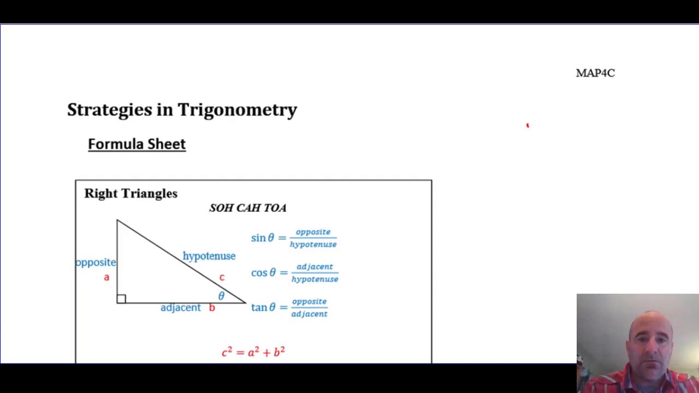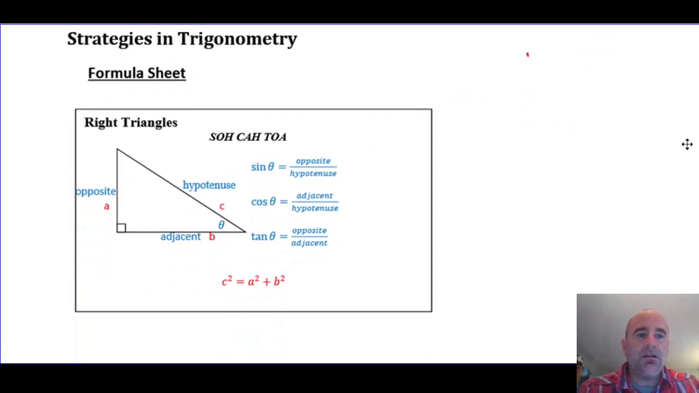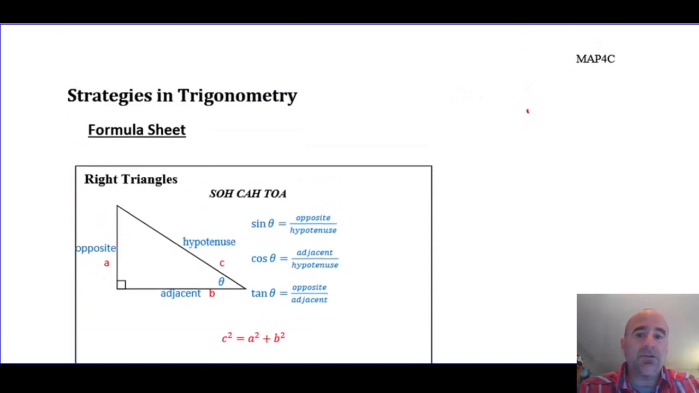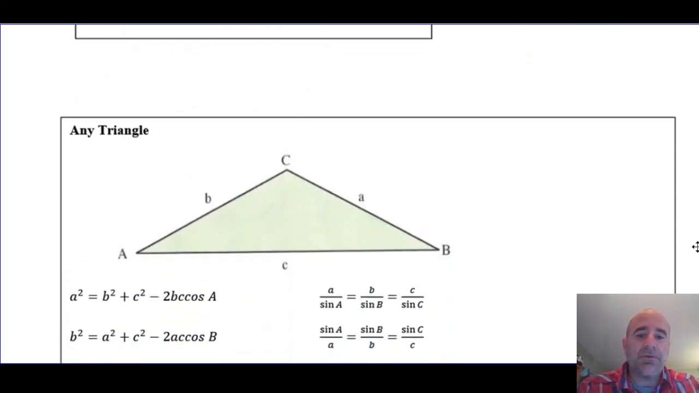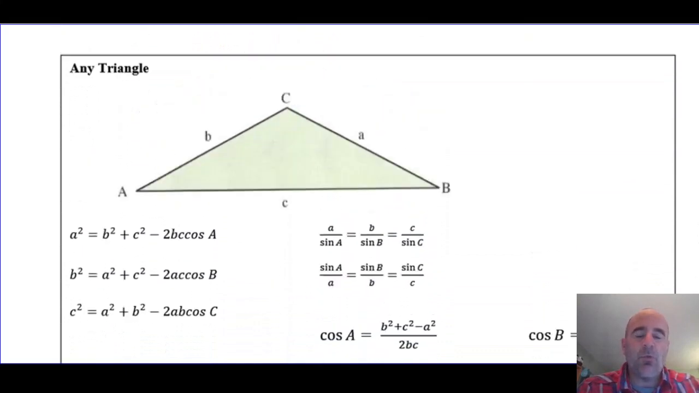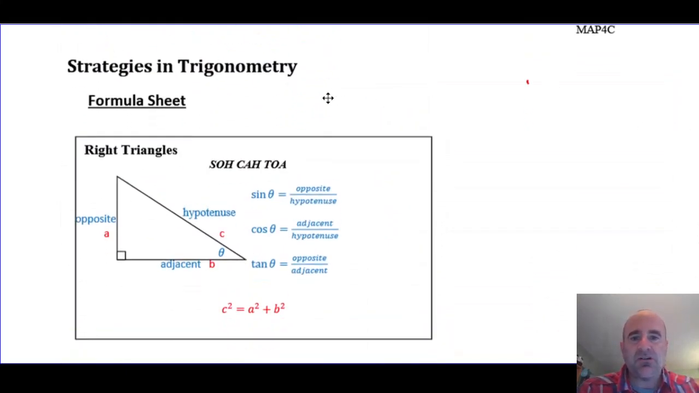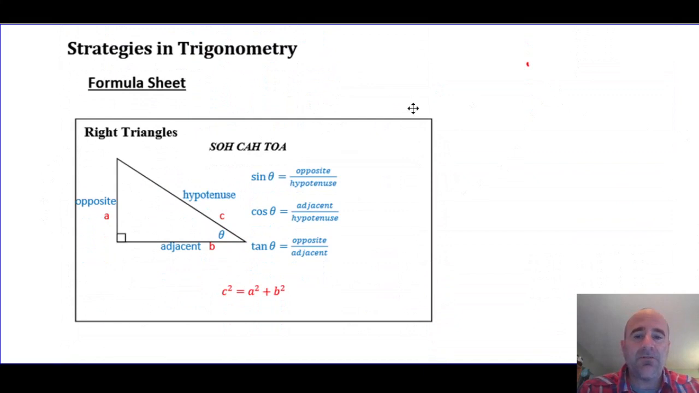Okay, so in this lesson, we're going to take all of the formulas that we've learned regarding trigonometry, and we're going to talk about how you decide when to use what. So the first page here, I've just got all the information we can do with right triangles, SOH CAH TOA.